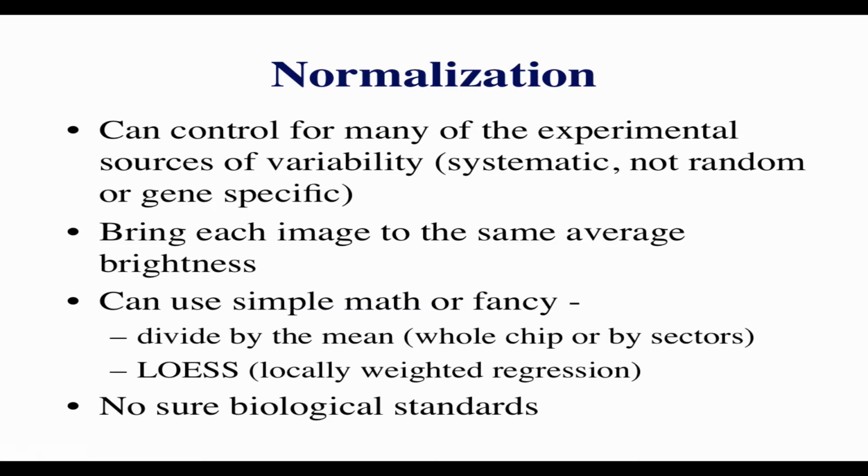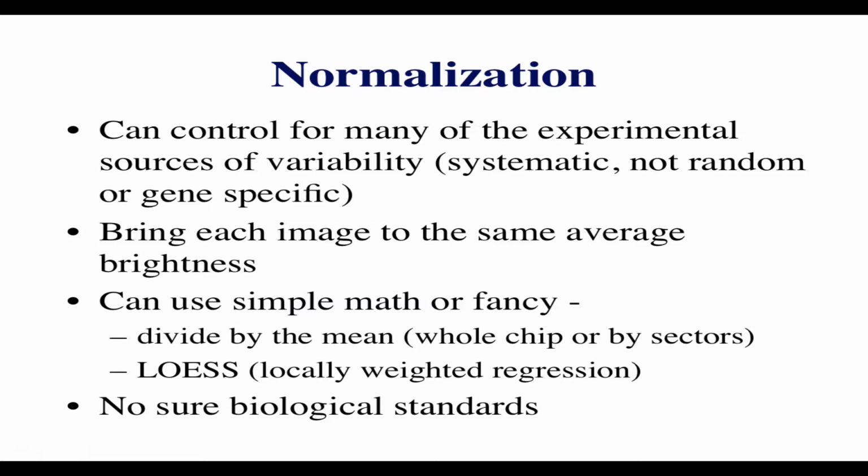And in fact, it may not be the greatest idea to divide all the samples by the average brightness of the chip, because I showed you that the gene expression values are logarithmically distributed, and very, very high numbers are going to be affected differently than very, very low numbers.